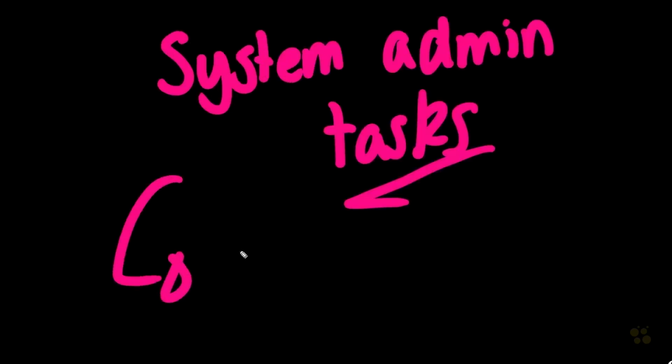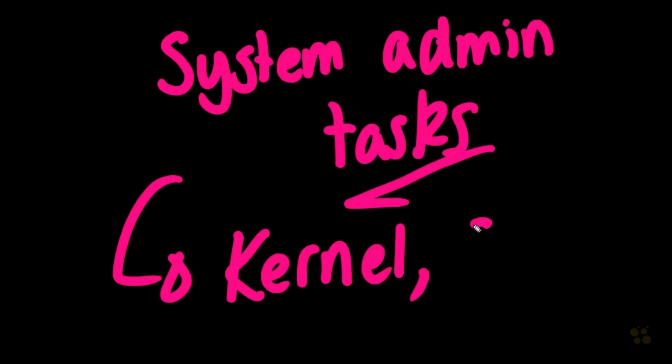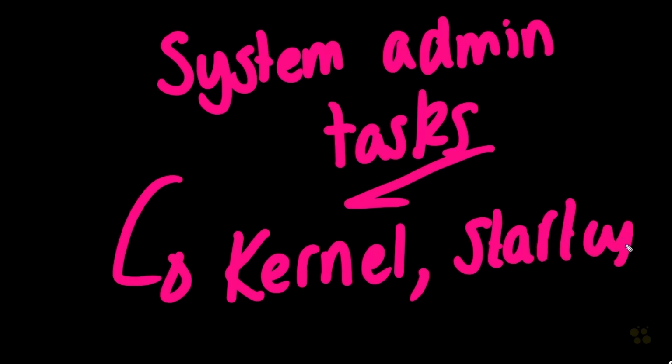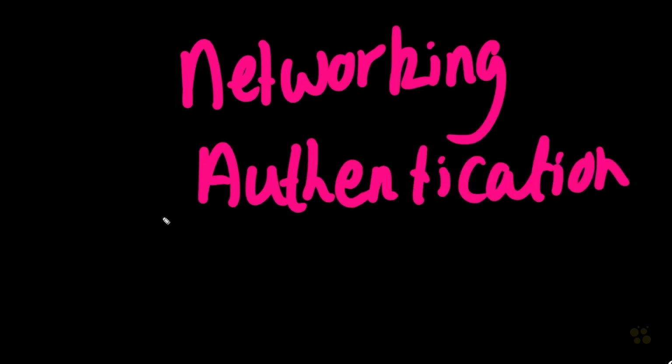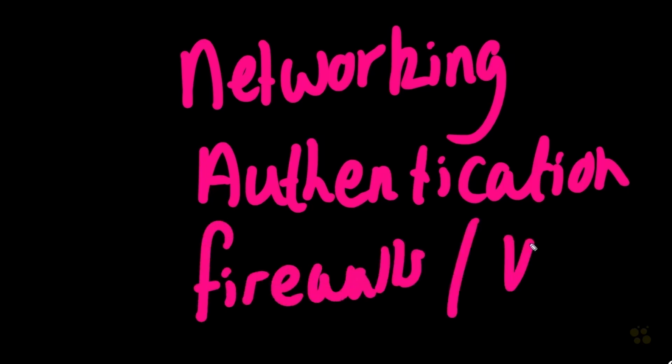But as a high level overview, some of the things that you should be expected to be able to do when you sit the LPIC 2 certification exam is that you should be able to perform fairly advanced system administration tasks. And this would be things relating to the actual Linux kernel, as well as the system startup and its maintenance. Not only that, you should also be able to perform fairly advanced networking and authentication, as well as being able to handle and manage particular security features such as dealing with firewalls or virtual private networks, otherwise known as VPNs.